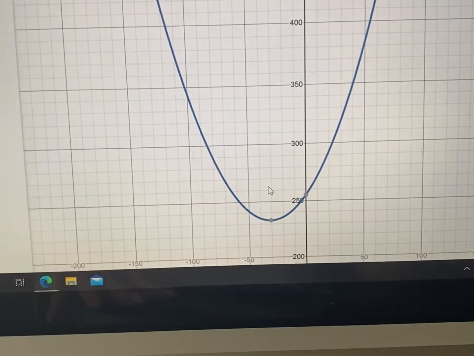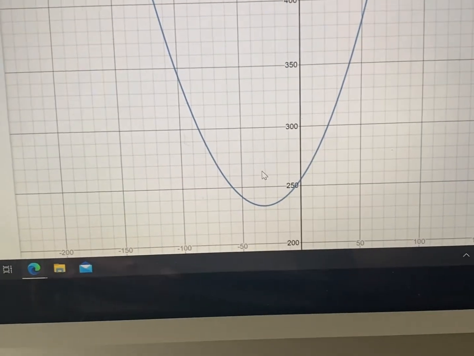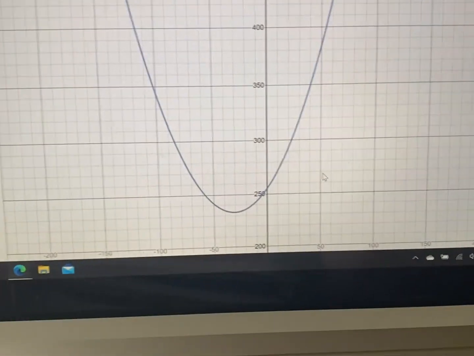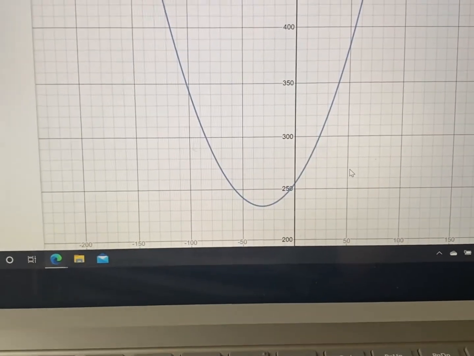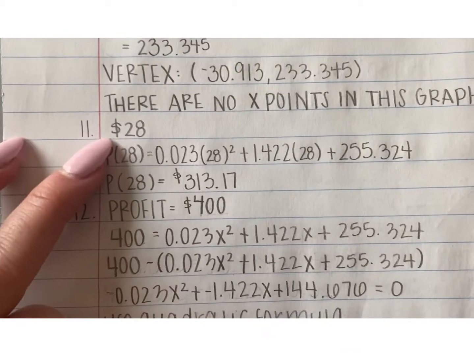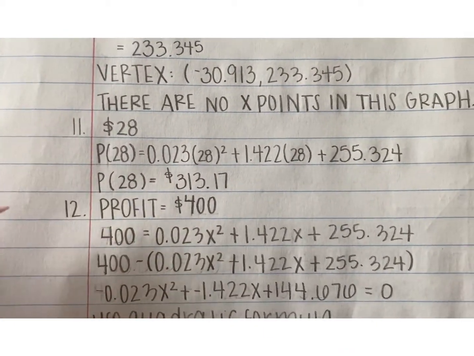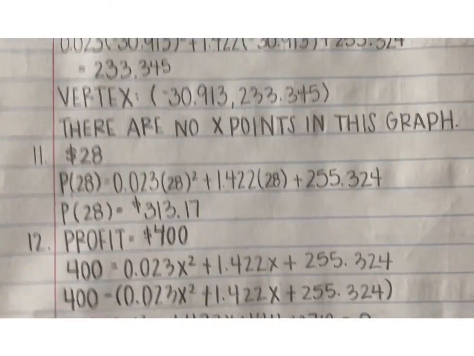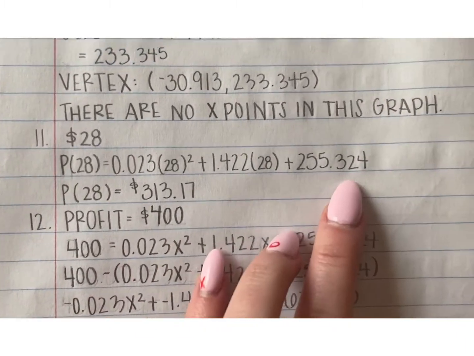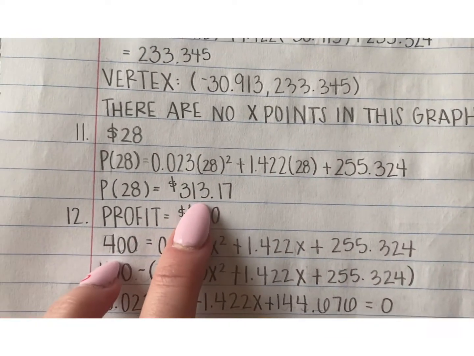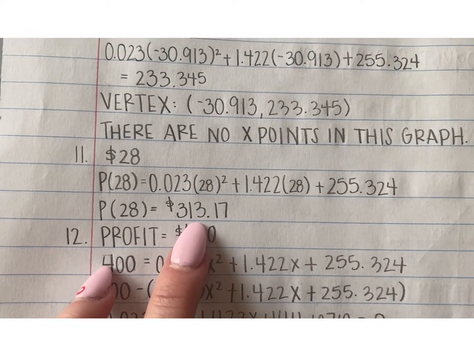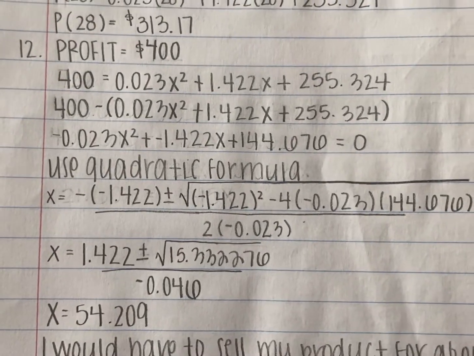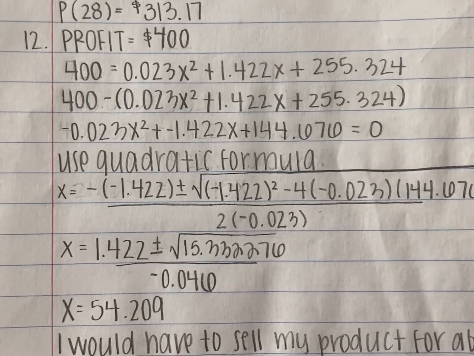And then because it doesn't touch the x-axis, there are no x points for this graph or this equation. So I chose a random number to plug in. Since 28 wasn't in our table, I chose to plug in 28. So if we make the curling iron $28 and we plug it into our profit equation, we would have a profit of $313.17.